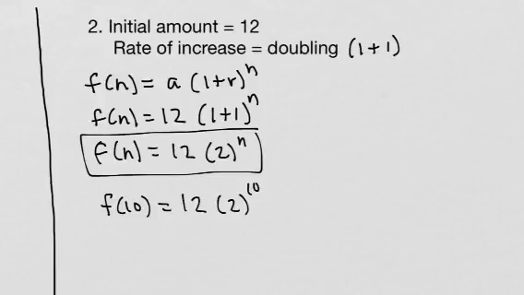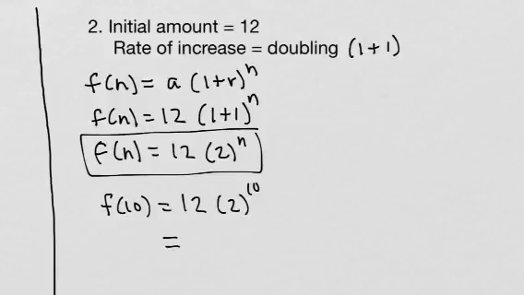Now remember guys, I forgot to mention it on number 1, when you're inputting this into your calculator, you have to follow the order of operations. Do not do 12 times 2 and then raise it to the 10th power. Okay? It's 12 times 2 to the 10th. So the only one that should be raised to the 10th power is the 2. Okay? Not the 12.